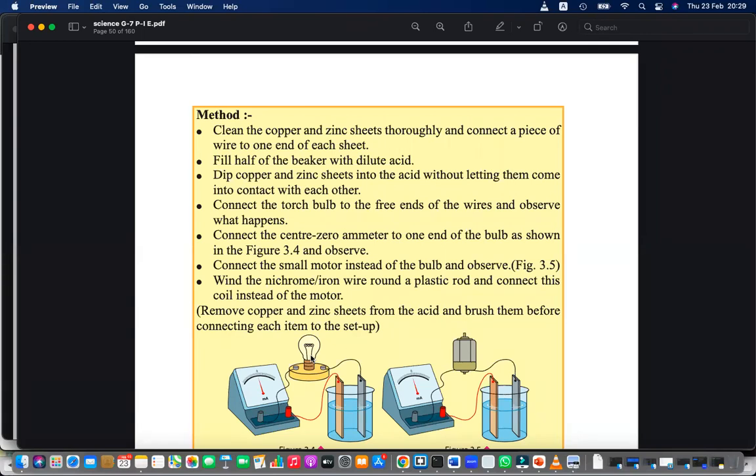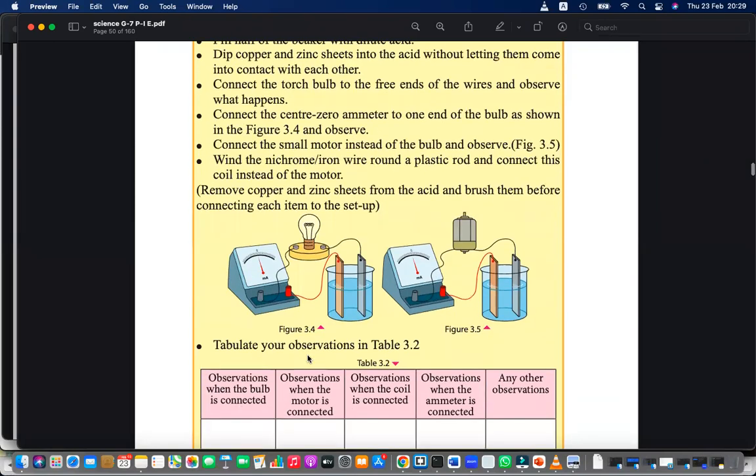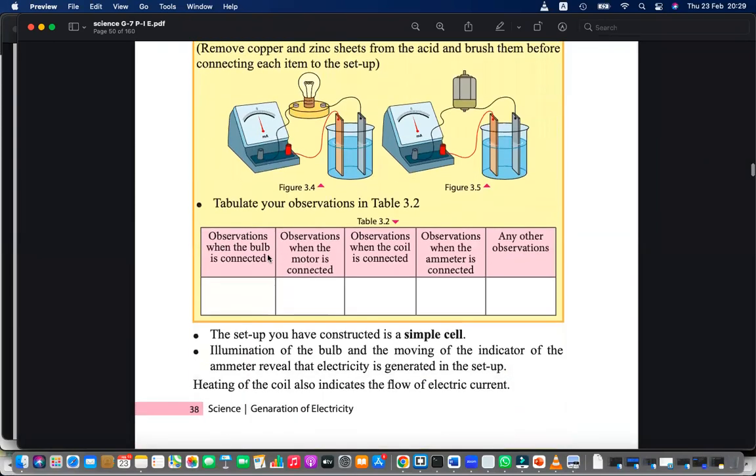Right, torch bulb, it's easy to observe. Right, then by doing that, you can observe that there is an electricity generator. Right, observation in the bulb is connected, observation in motor is connected, and you can measure this, right? Observation with the coil is connected, ammeter is connected, and any other observation. You can connect the coil.